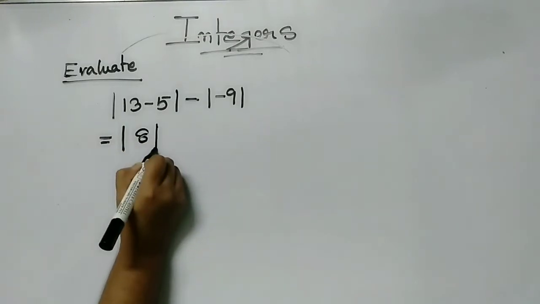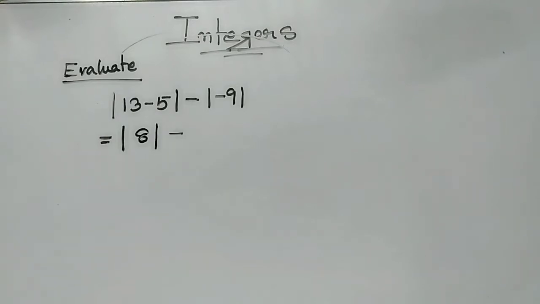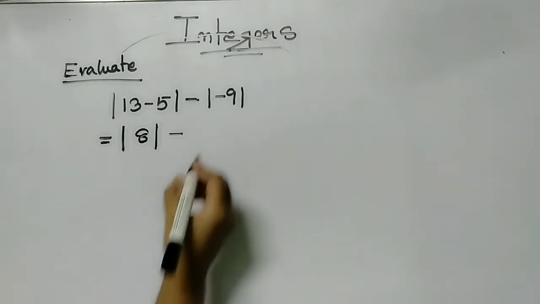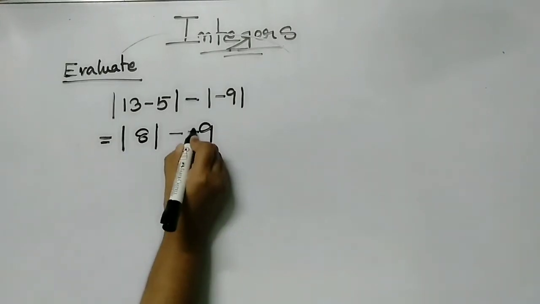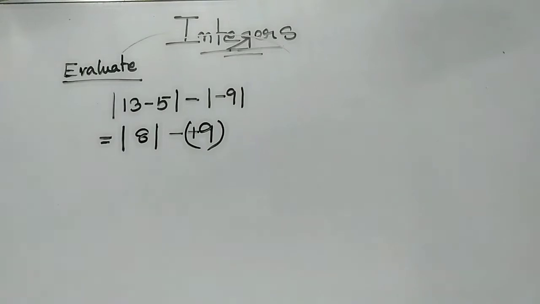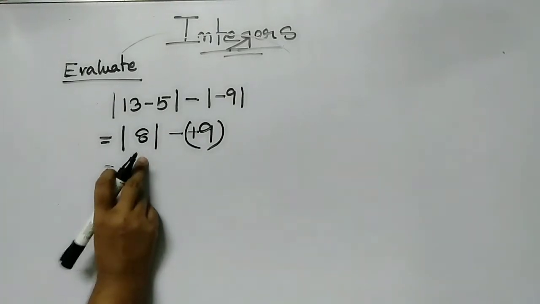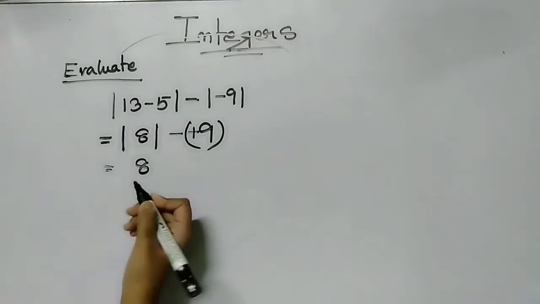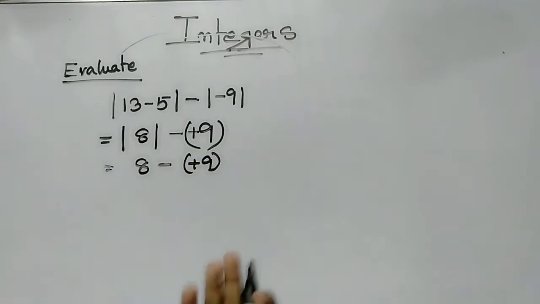So absolute value of 8 minus, what is the absolute value of minus 9? Absolute value of minus 9 is plus 9. That is 9. You can write plus 9. Next, what is the absolute value of 8? Absolute value of 8 is 8. That is plus 8 minus plus 9, or 9. You can write 9 or plus 9.